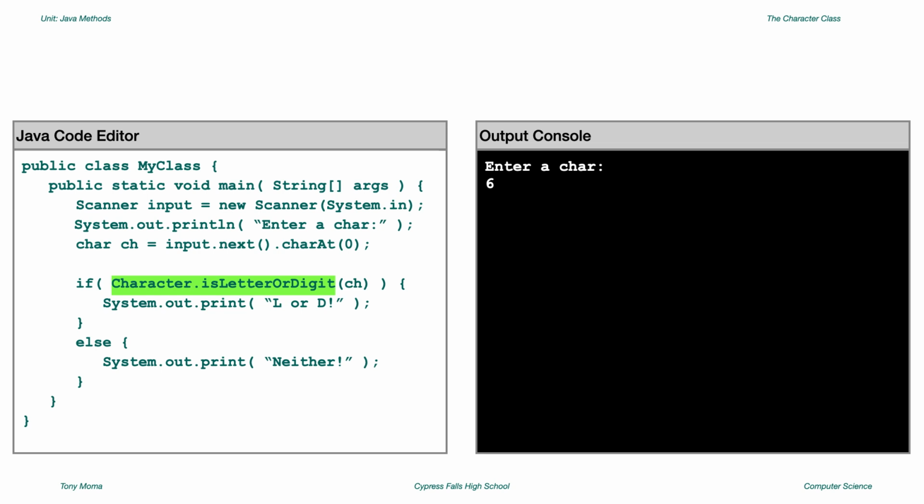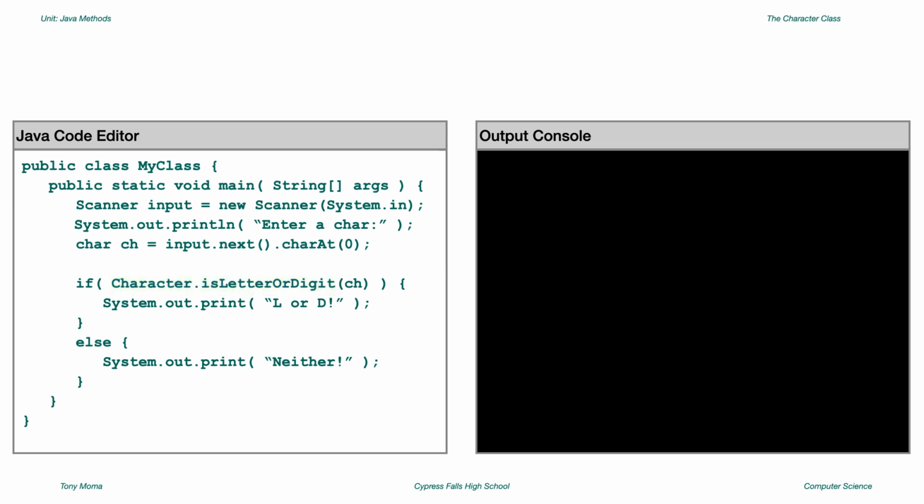So once again, Character.isLetterOrDigit will return true. Thus, "L or D" will get printed out. Now, suppose I run the program again. This time I enter the pound sign. Obviously, the pound sign is neither a letter nor a digit. Thus, Character.isLetterOrDigit will return false, and thus neither will get printed out.